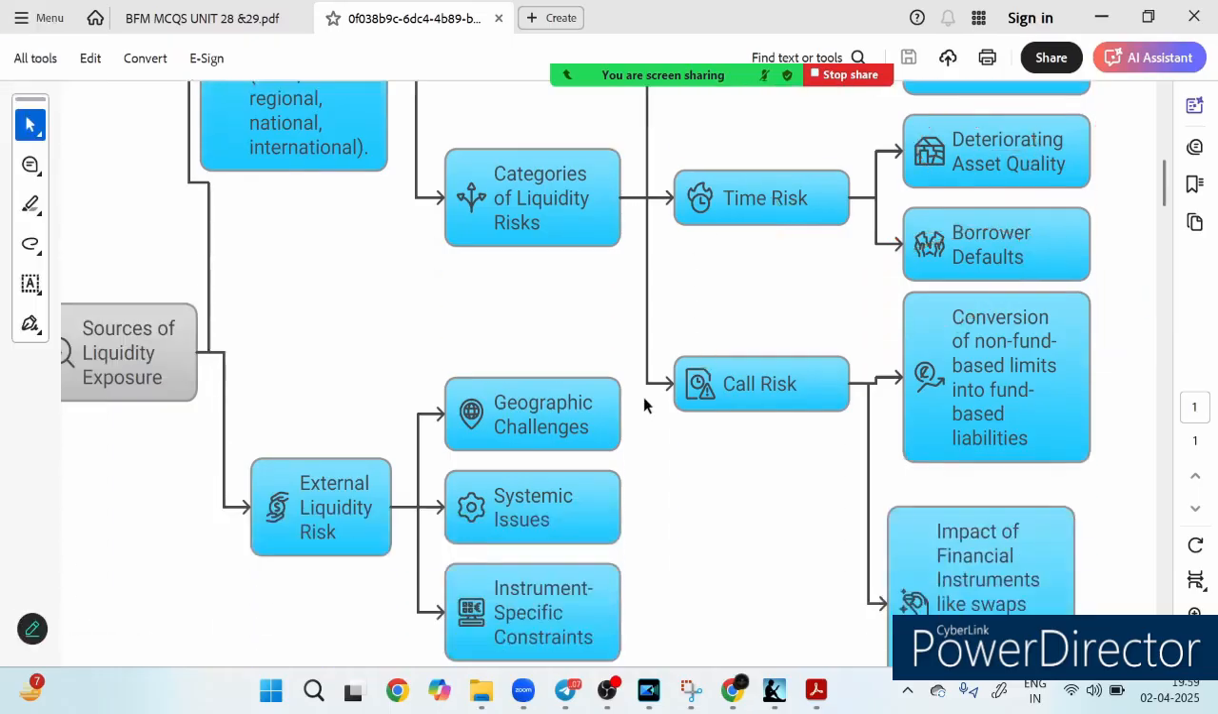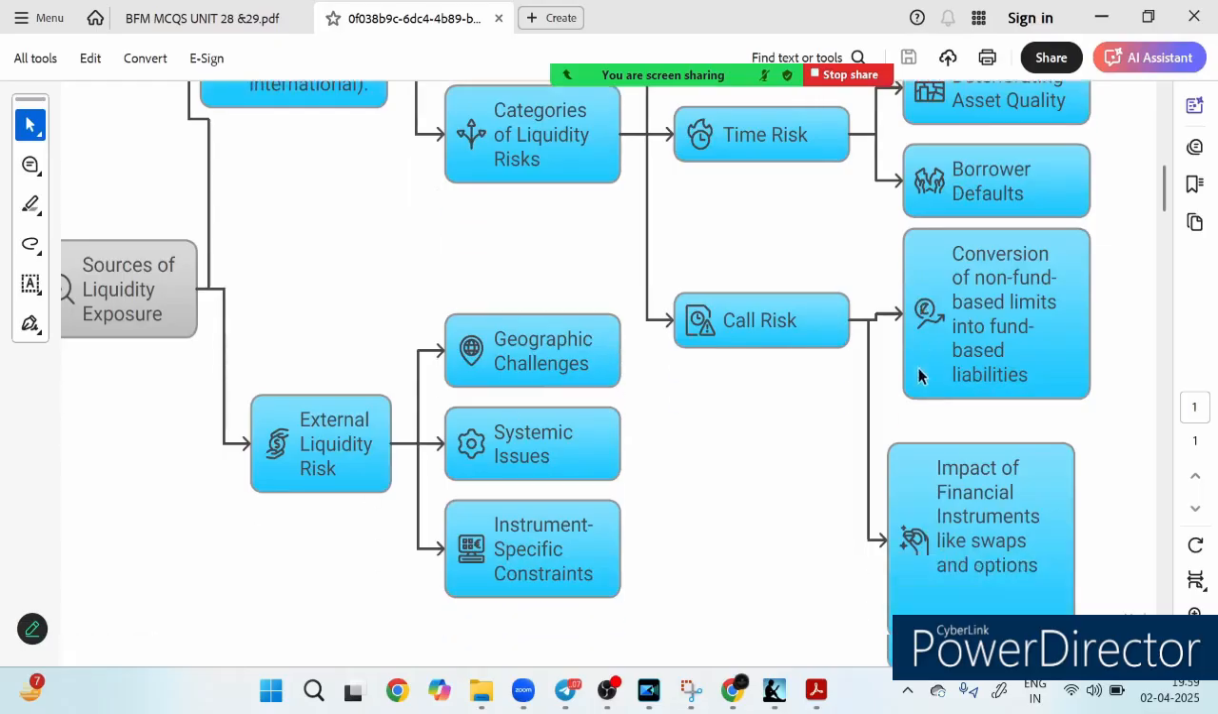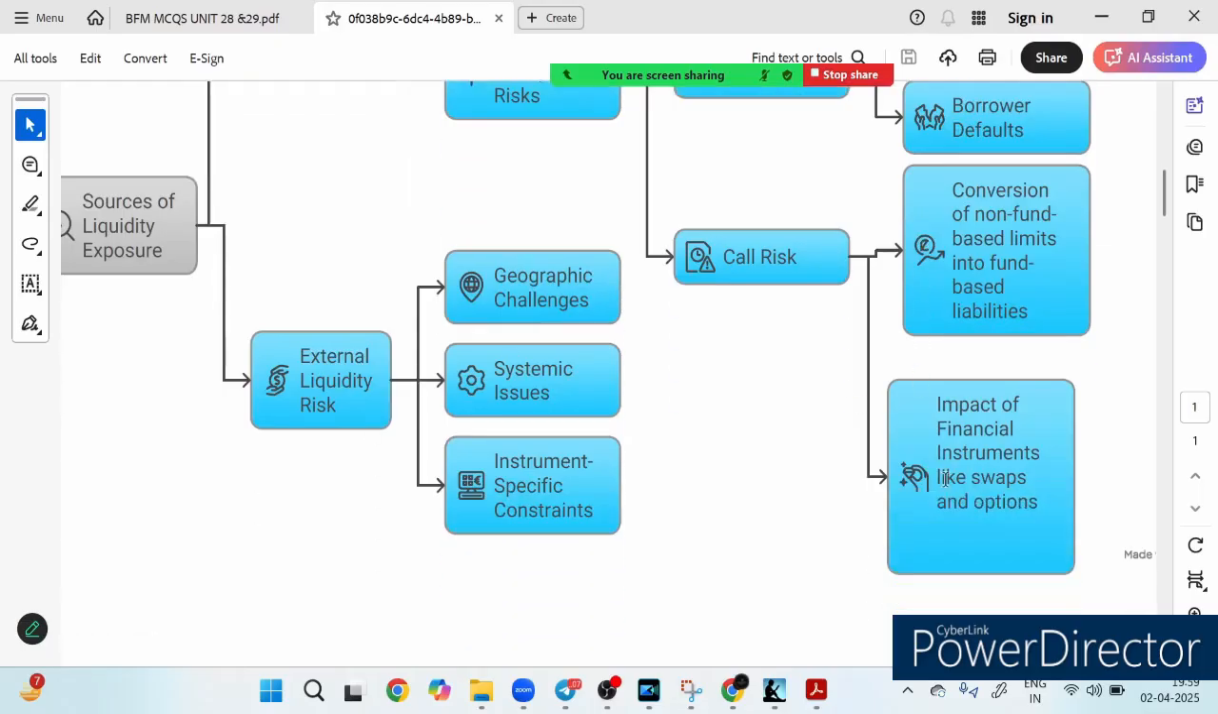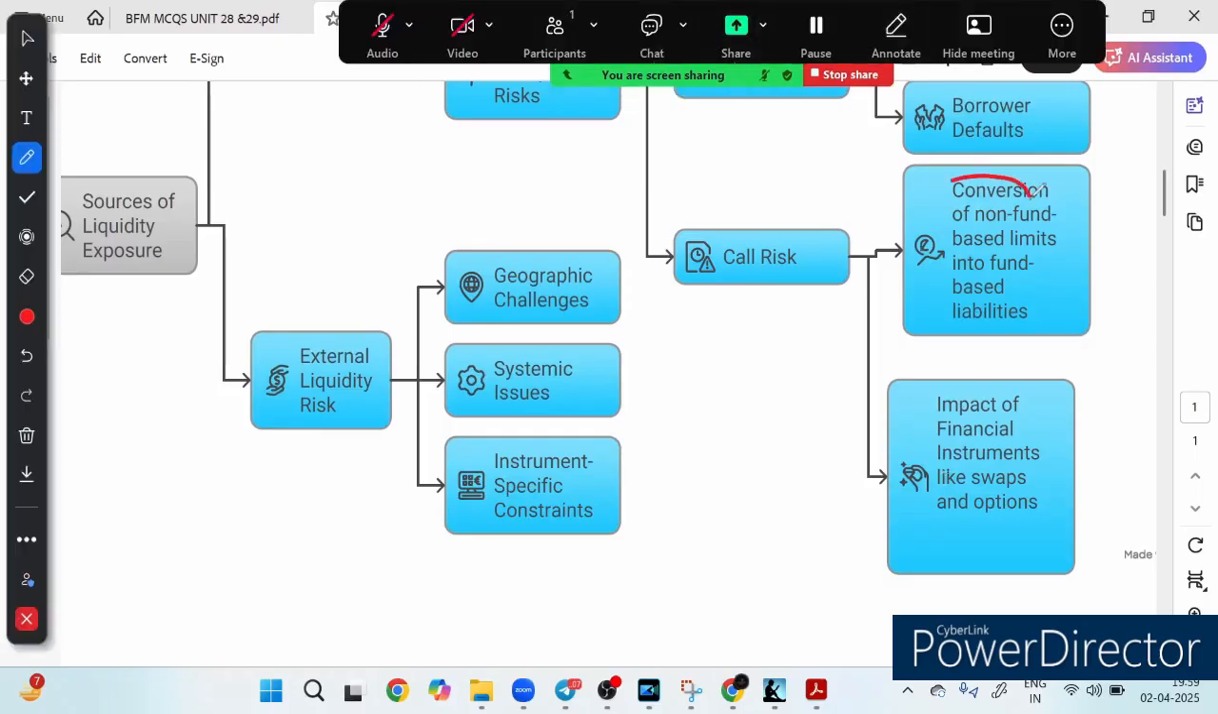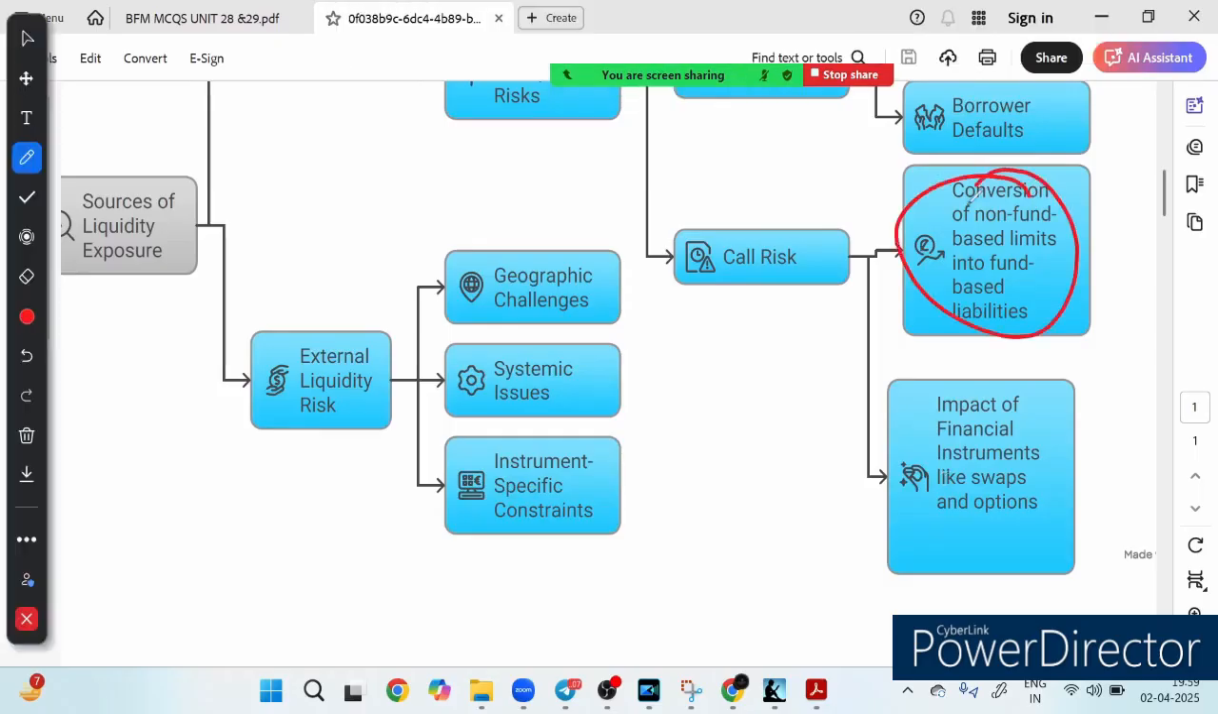And finally, call risk. Call risk happens due to the impact of financial instruments like swaps and options, or conversion of non-fund based into fund based liability. Suppose non-fund based limits turn into fund based liability. A letter of credit is non-fund based, a bank guarantee is non-fund based, and suppose the bank crystallizes them and converts them into fund based liability. This can give rise to call risk. The second example is the impact of financial instruments. Even complex financial instruments like swaps and options can contribute to liquidity risk if not managed properly.